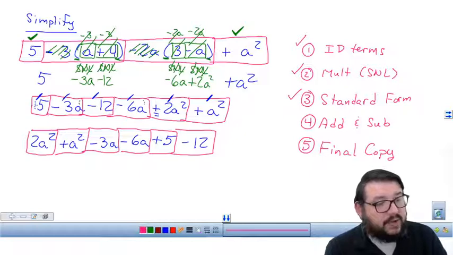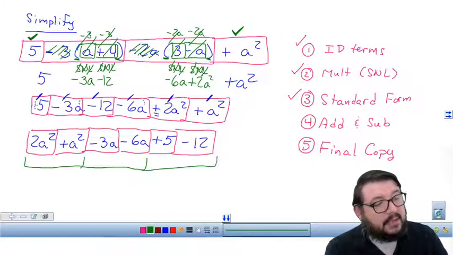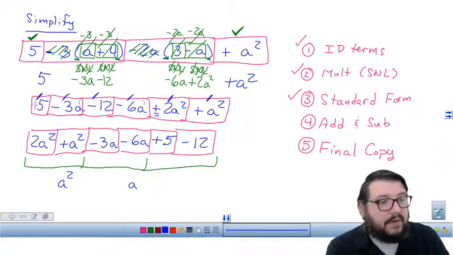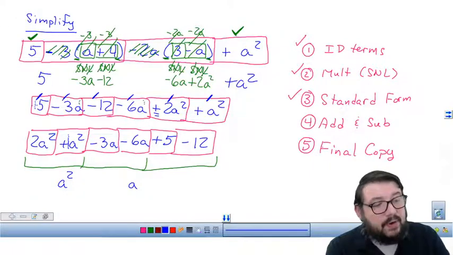Now we're going to add and subtract by group, just like we did at the front. So let's identify our groups. We have an A squared group, an A group, and a constant group. So this is A squared, this is A, and this is my constants. Remember that anytime you see a variable with no coefficient, meaning no number in front of it, it counts as a 1. You can put a 1 there. It's an implied 1. So for example, my A squared group would be 2 plus 1, which is 3.